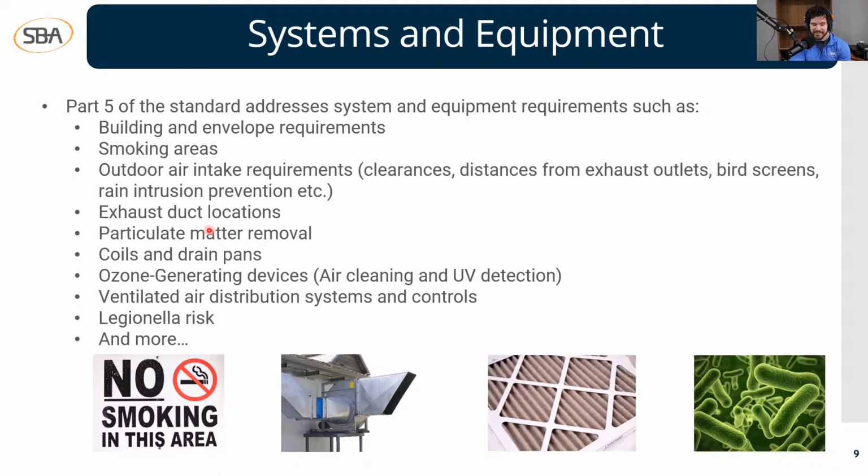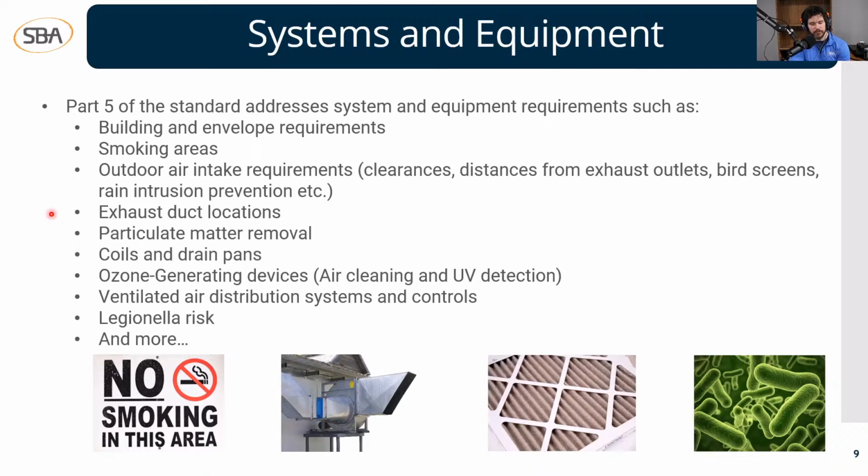Outdoor air intakes. These need to be far enough from exhaust outlets to avoid recirculating contaminated air, and they need to be protected with things like bird screens, hoods, and drainage paths. Also, coils and drain pans. Coil hygiene is huge. Dirty coils can not only reduce the efficiency, but they can harbor mold and bacteria. Drain pans must be sloped and accessible for cleaning.